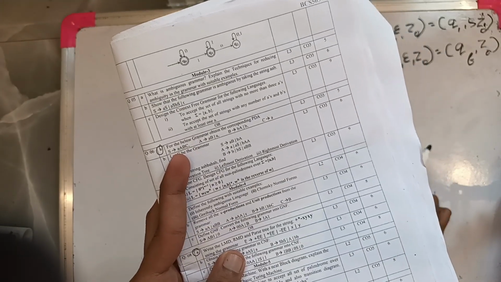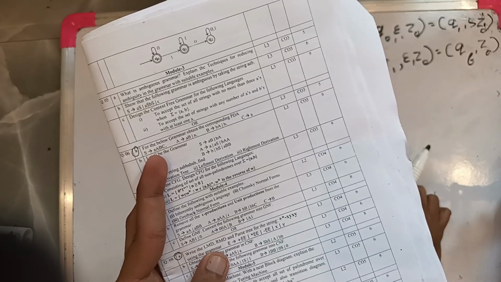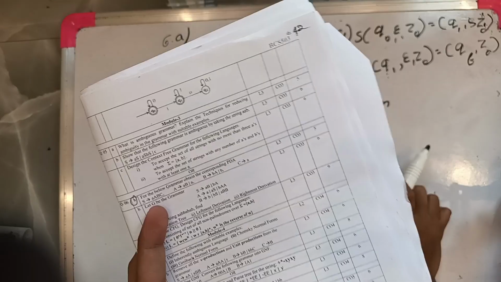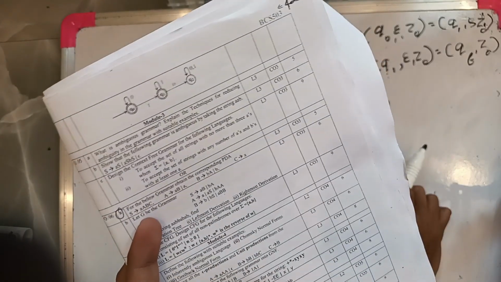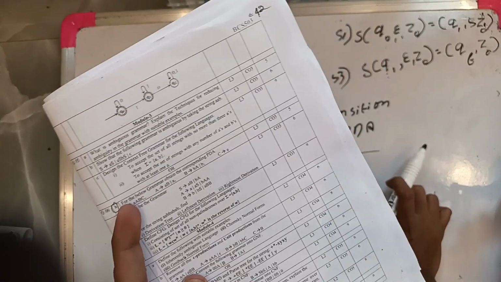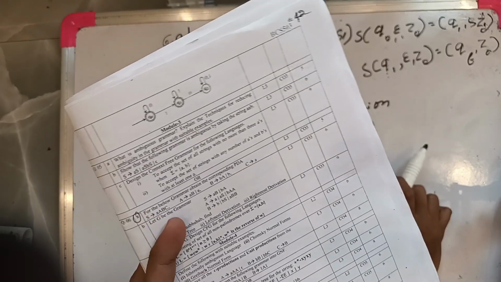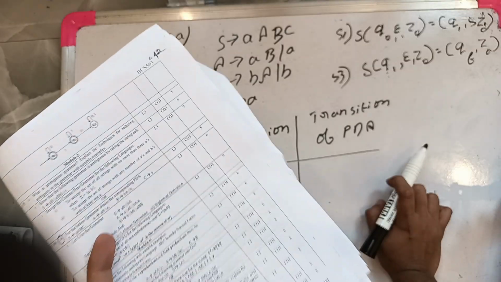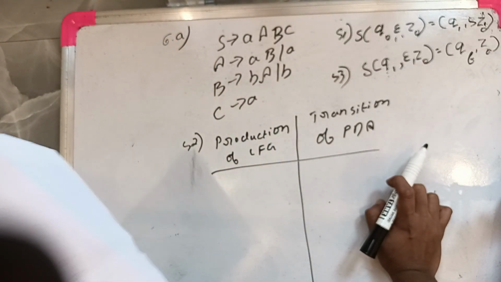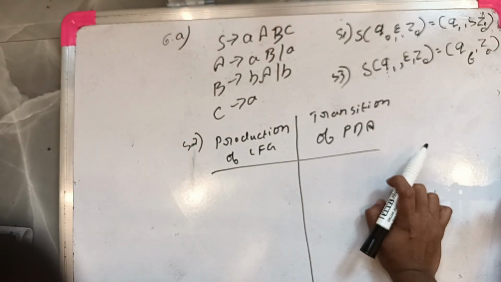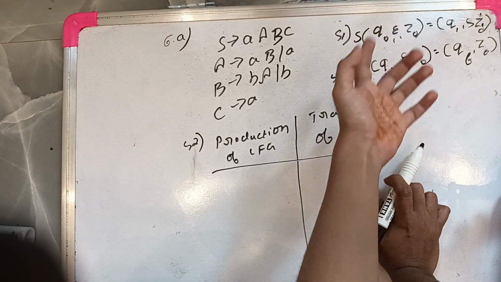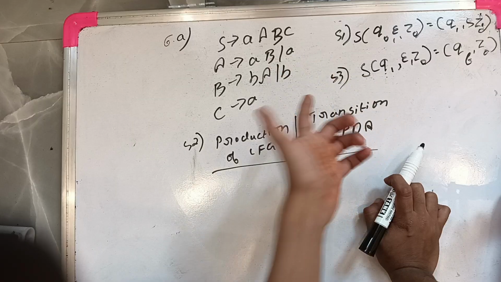Next question is 6a. For the below grammar, obtain the PDA. This is already solved while solving the module-wise important questions also. It comes under equivalence between CFG and PDA. The same question they have given. To convert between CFG and PDA, you need to know the two steps, that is the start step and the final step.